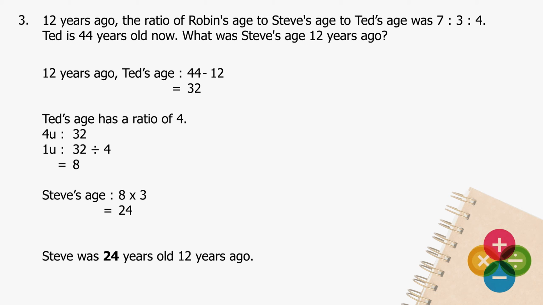12 years ago, Ted's age will be: subtract 12 from 44, and the difference is 32. Ted's age has a ratio of 4. 4 units is equal to 32. 1 unit will be: divide 32 by 4, and the quotient is 8. Steve's age will be: multiply 8 by 3, and the product is 24. Steve was 24 years old 12 years ago.